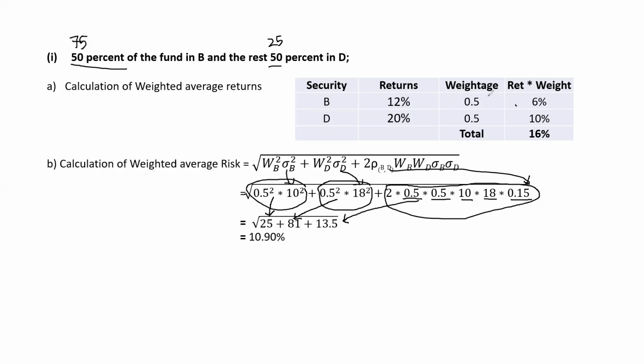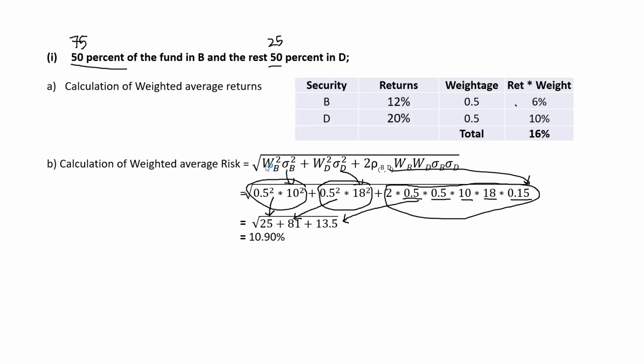I have a doubt. Sir, the net weight, that is 16% and 10% of B and D, we are not using that anywhere in the formula, so why do we have to find that?